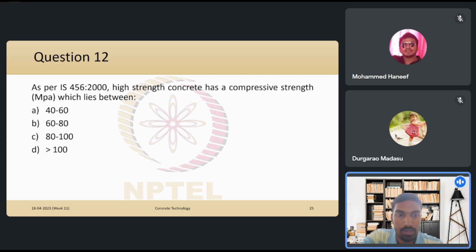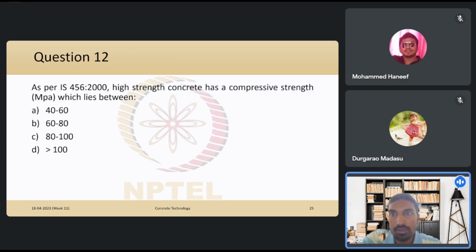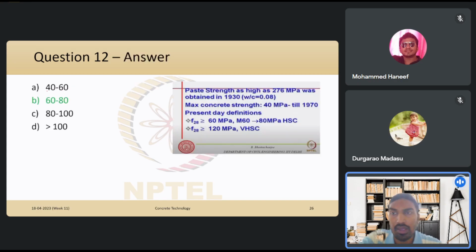Okay, let's take a look at the answer now. The right option is option B. It is 60 to 80 MPa, right? So here we are talking about the highest standard. So as per the standard, when you have any engineered concrete, the normal strength concrete is generally in the range of 40 to 60. Right? So this is for the normal one.